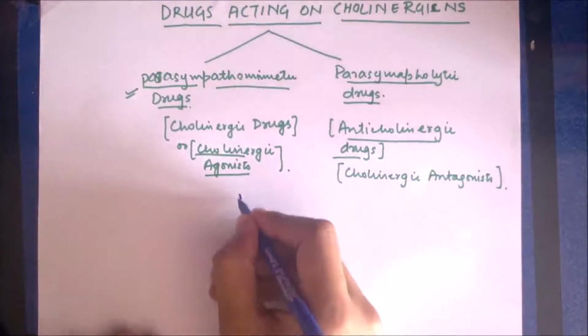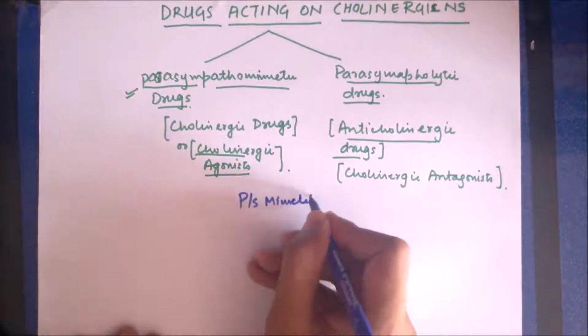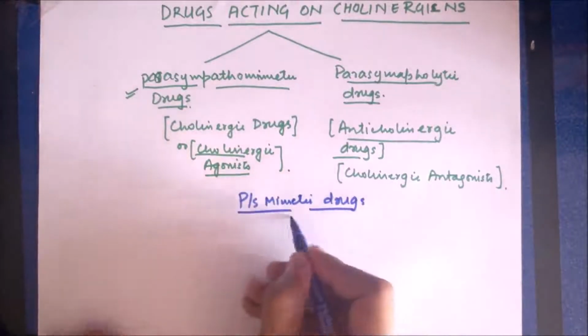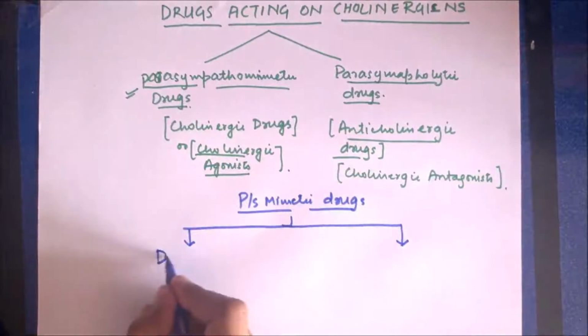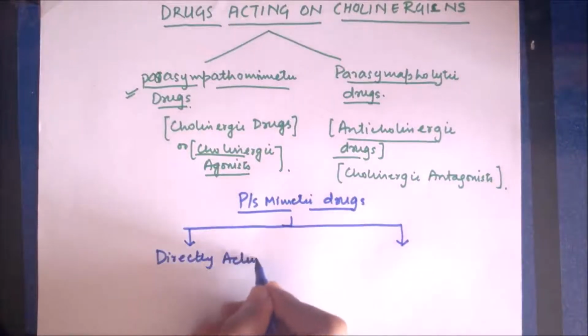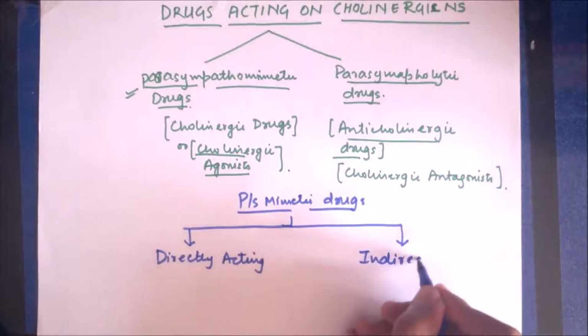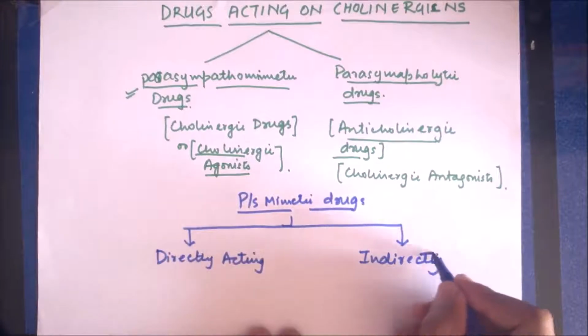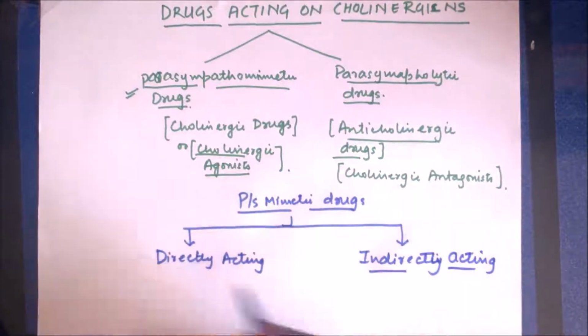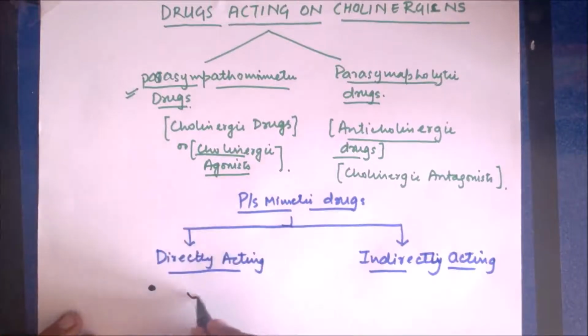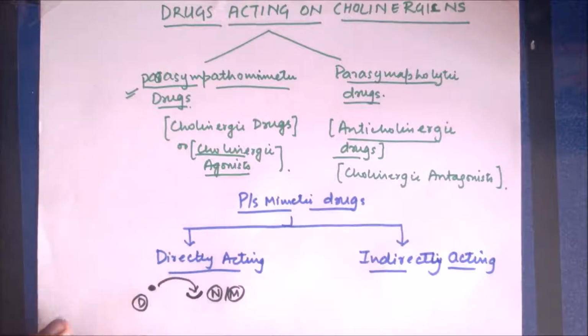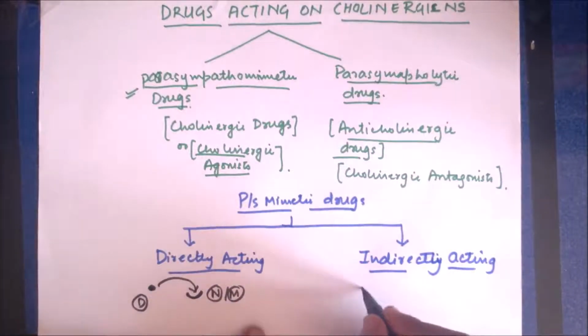Now parasympathomimetic drugs can be classified into two broad categories. These are directly acting drugs and indirectly acting drugs. So what are these directly acting drugs? The directly acting drugs are drugs which act directly on the cholinergic receptor in the same manner as acetylcholine. So if this is a drug and this is a receptor, say nicotinic or muscarinic receptor, this drug will directly act and stimulate these receptors.